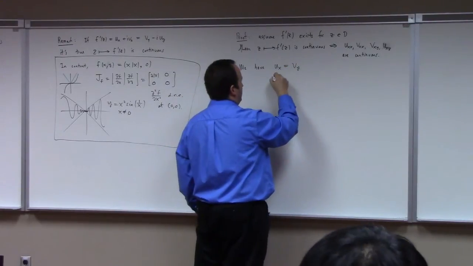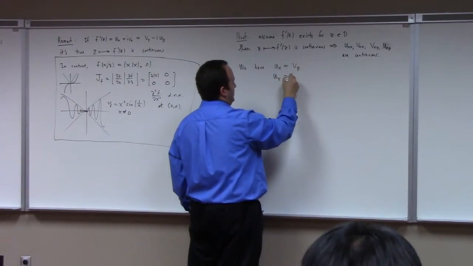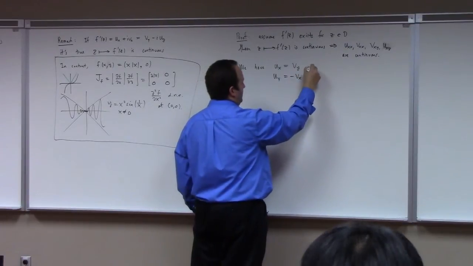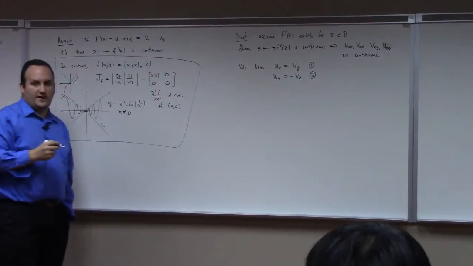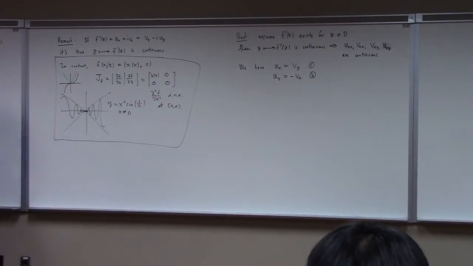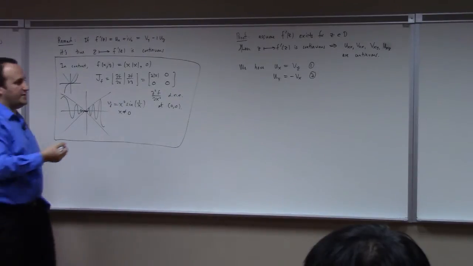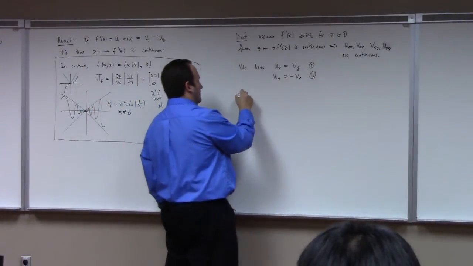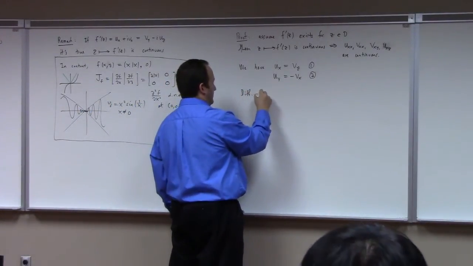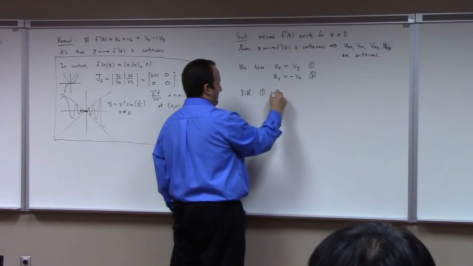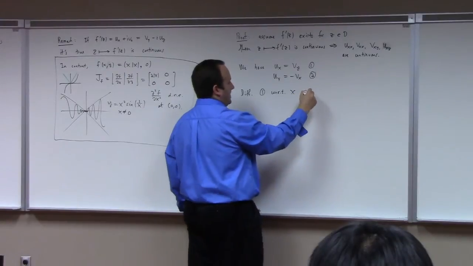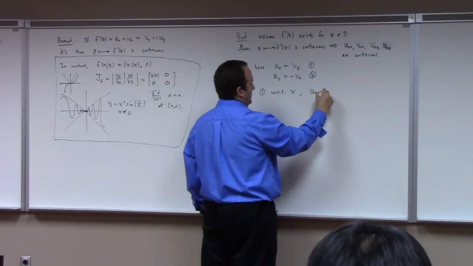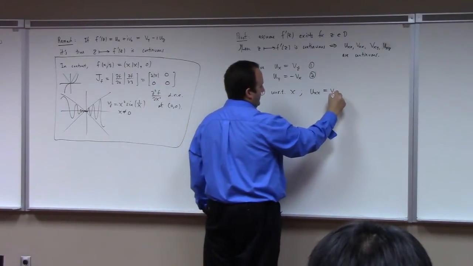And what else do we have? u_y is equal to minus v_x, right? Let me call that equation 1, equation 2. We have those on the whole domain D, right? So what can we do? How about differentiate one with respect to x, what do we get? We get u_xx is equal to v_xy.